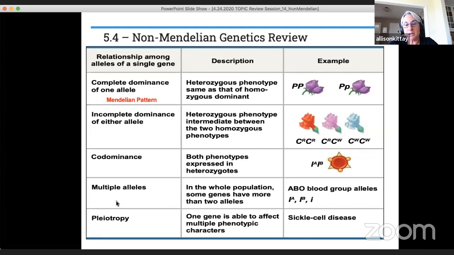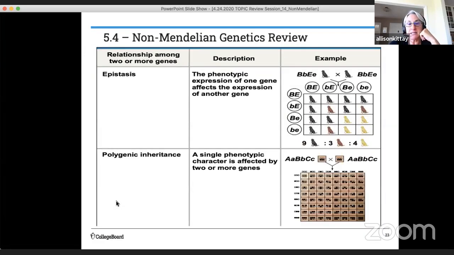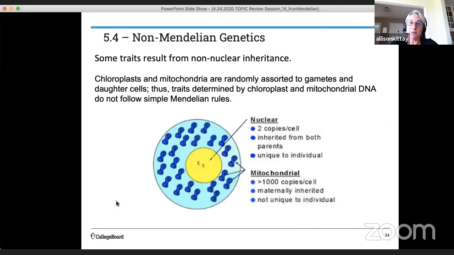And then pleiotropy, where one gene is able to affect many phenotypic characteristics. You can think of sickle cell or that Frizzle trait in chickens. Epistasis is where the phenotypic expression of one gene affects the other gene. And polygenic inheritance, where a single phenotypic character is affected by 2 or more genes. All right, let's get some information about the last type of non-Mendelian inheritance, and this is traits that result from non-nuclear inheritance.